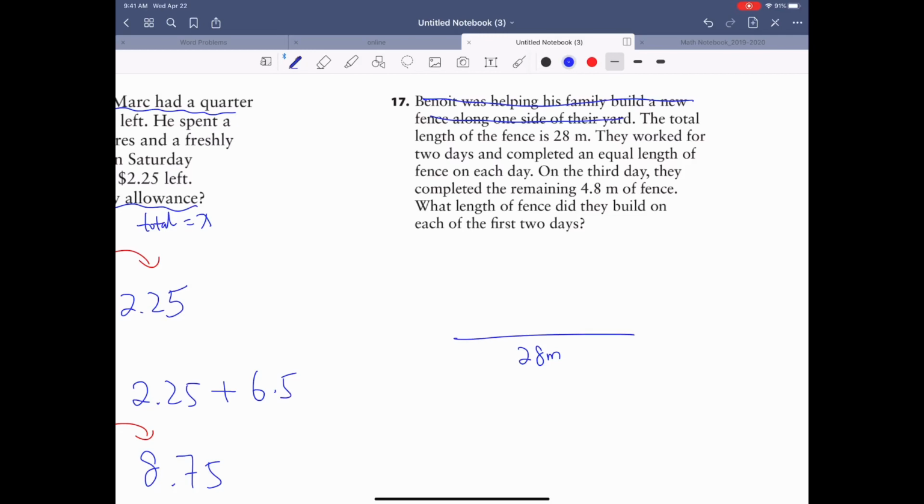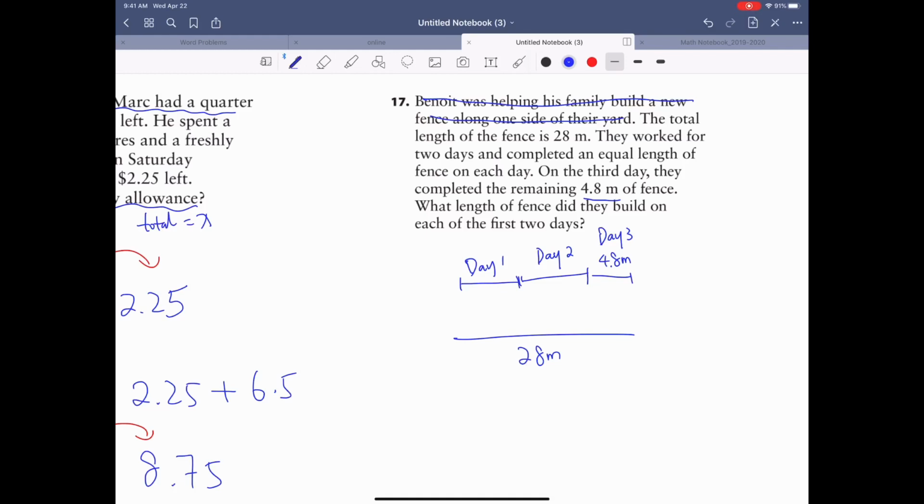Okay, they work. Always draw a picture to help you understand the question. They work for 2 days and completed an equal length of a fence on each day. Ooh, okay. So on the third day, they completed the remaining 4.8 meters of a fence. This is day 1. This is day 2. So draw a picture always. This is day 3. And day 3 is basically 4.8 remaining. What's the length of the fence did they build on each of the first 2 days?